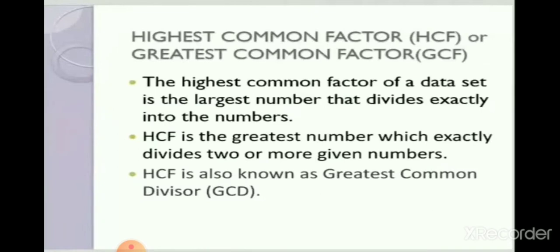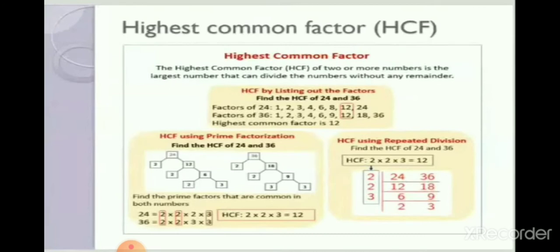Now let us see what the highest common factor is, or you can call it the greatest common factor, that is HCF or GCF. The highest common factor of a data set is the largest number that divides exactly into the numbers. HCF is the greatest number which exactly divides two or more given numbers. HCF is also known as greatest common divisor. So here, HCF, as you all know, can be found in many ways. Here I have discussed three methods, the first simply by listing out the factors.